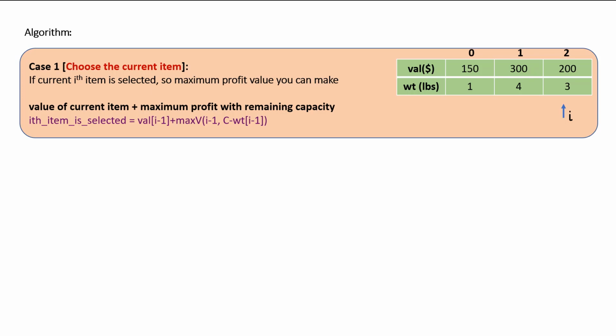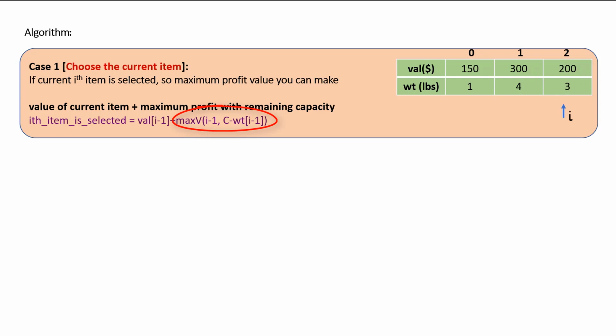Why is it I minus 1, guys? We just discussed, because the input array always starts from 0, right? So you use I minus 1 plus max v, a function which will calculate the maximum value for this problem, and that has two arguments. I minus 1. Why I minus 1? Because the next time, if we have chosen such an item, that item will not be there. So we are reducing it: I minus 1, comma, C minus WT of I minus 1.